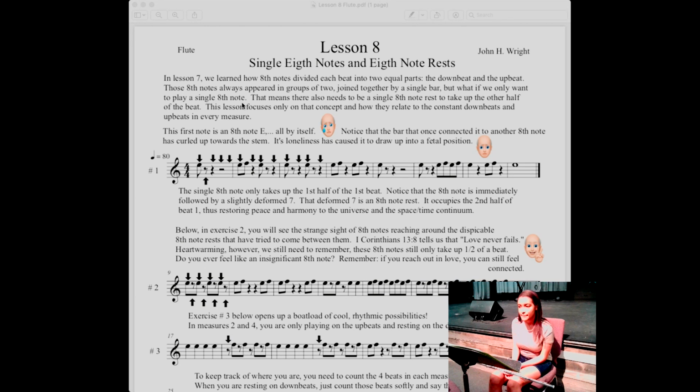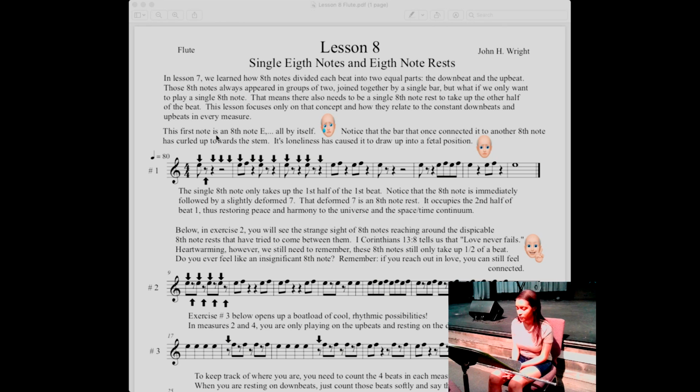But what if we only want to have a single eighth note all by itself? Well, that means, like this one right here, there needs to be a single eighth note rest to take up the other half of the beat. This lesson focuses on that concept and how they relate to the constant downbeats and upbeats in every measure.